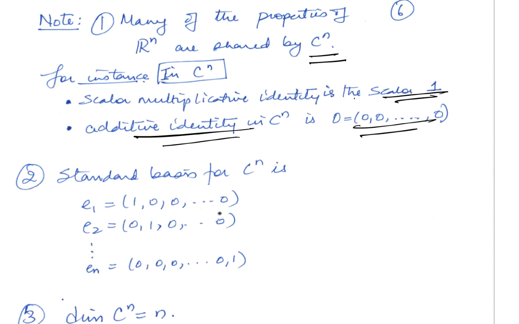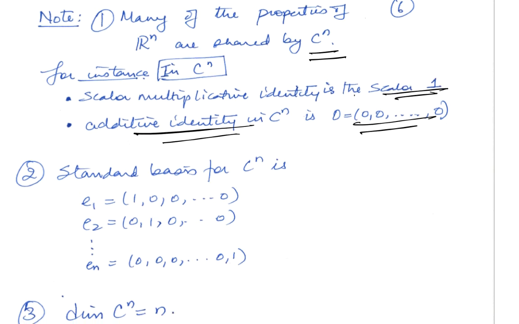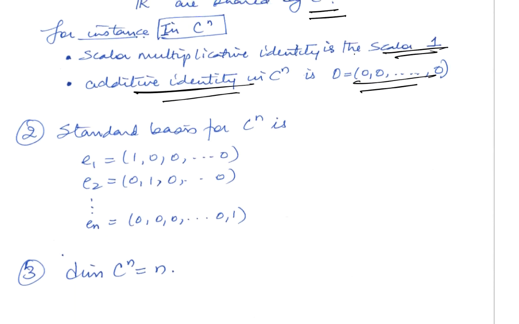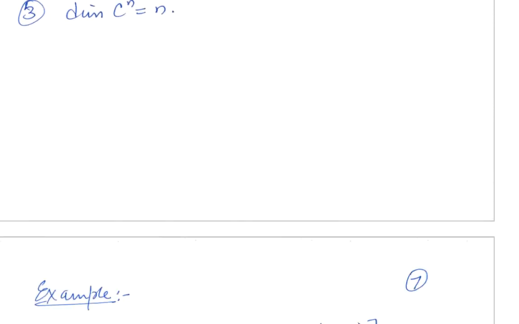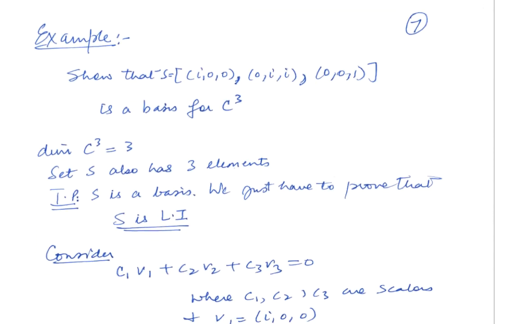e1 is (1, 0, 0, ..., 0), e2 is (0, 1, 0, ..., 0), and en is (0, 0, 0, ..., 1). The dimension of Cn is the same as the dimension of Rn, which is n. So this was just a little concepts related to our complex vector spaces. Now let's go ahead and do an example to prove that this is a basis.